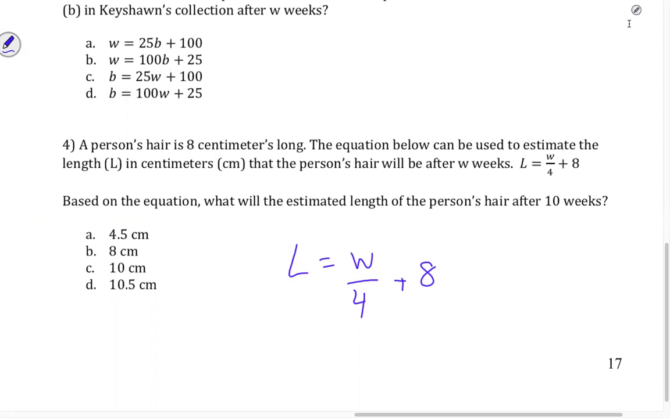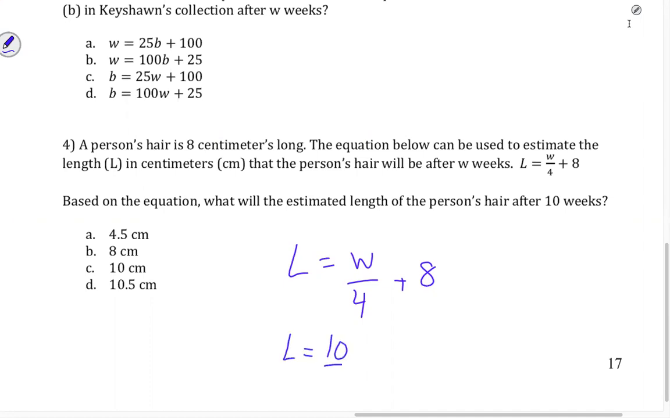Liam, where do I put the 10 in? Do I put it in for L or W? Liam? The L. Well, what does 10 represent? Does it represent length or weeks? Weeks. So it's going to go in for W.